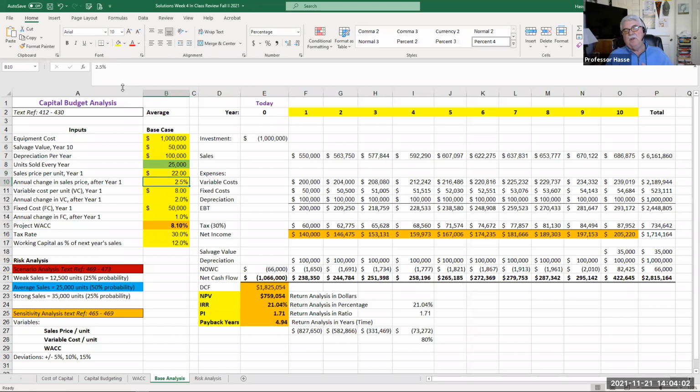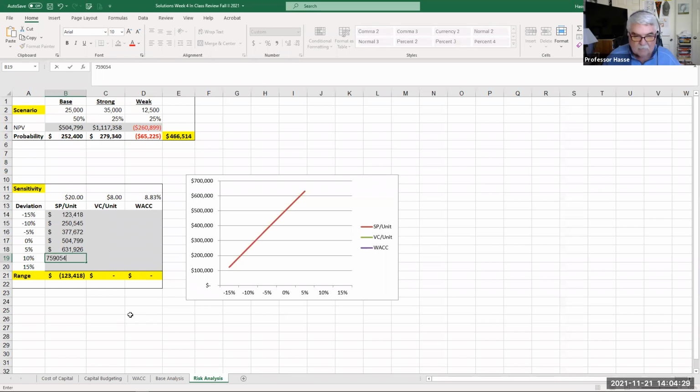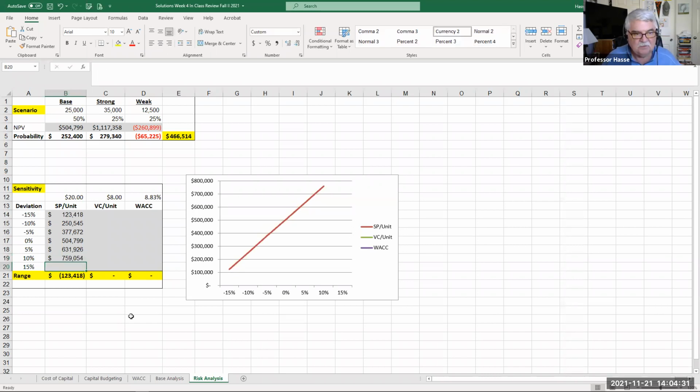Now there's a way you can do a pivot table on this and get really fancy and not have to go step by step, but for the sake of us, and a lot of us are beginners on this, we're going to do it this way. It's a lot easier. You just do it step by step, like putting a puzzle together. And now we have a 759,054 at a 10% increase in selling price. That line is still straight.